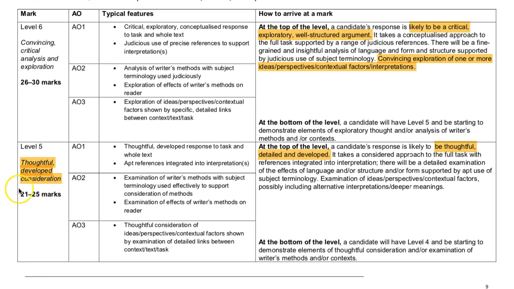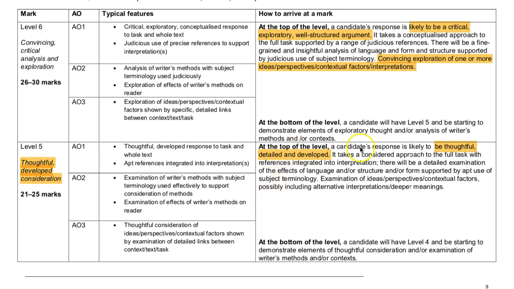So automatically the examiner is thinking, okay, well this must be thoughtful and it's developed, at least as far as the thesis is concerned, so I start my marking here. I'm going to read the rest of the essay to see if it's convincing to go to the top, but that thesis has already controlled what I'm thinking as an examiner.